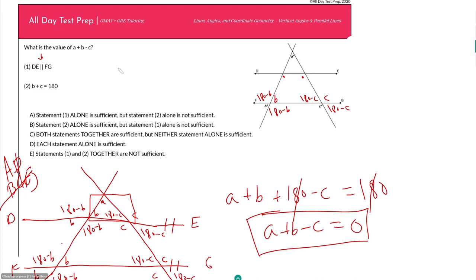And so A is the answer. And so that's pretty amazing, because statement 2 is the one you would think would be sufficient just by looking at the problem, because statement 2 actually gives you an equation. Statement 1 gave us no equation whatsoever.